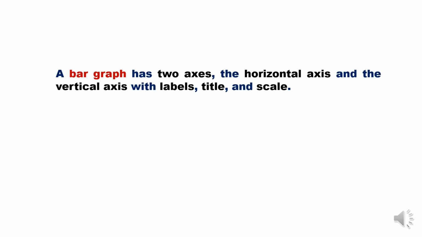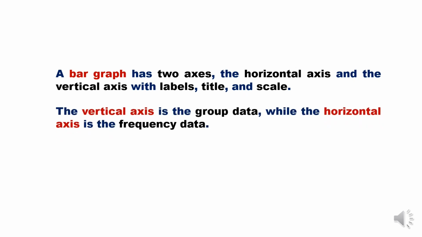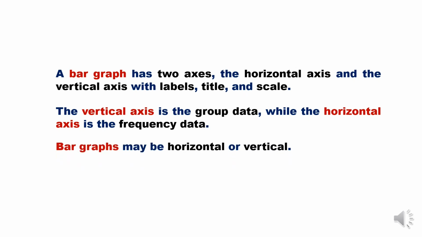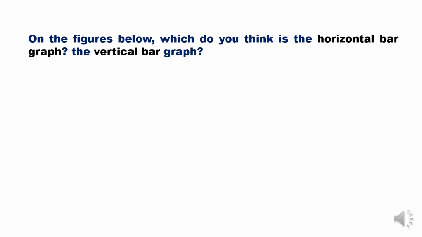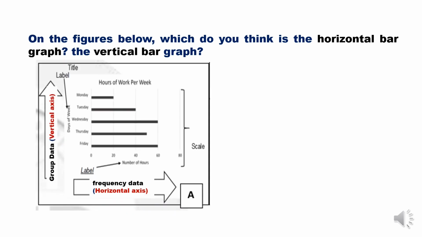A bar graph has two axes, the horizontal axis and the vertical axis, with labels, title, and scale. The vertical axis is the group data, while the horizontal axis is the frequency data. Bar graphs may be horizontal or vertical. On the figure below, which do you think is the horizontal bar graph and the vertical bar graph?